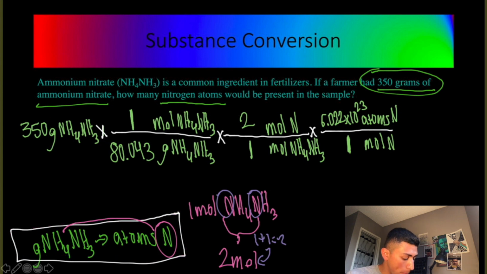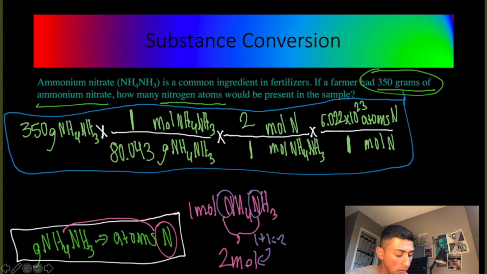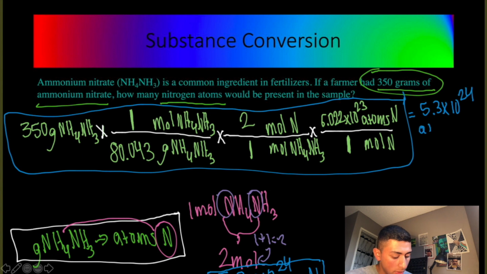Now that we have our full setup, plug all of these values into your calculator and calculate them accordingly. Your final answer should be 5.3 times 10 to the power of 24 atoms of nitrogen. Sorry, let me write that up here. 5.3 times 10 to the power of 24 atoms of nitrogen should be your final answer. And that's how you calculate this problem.